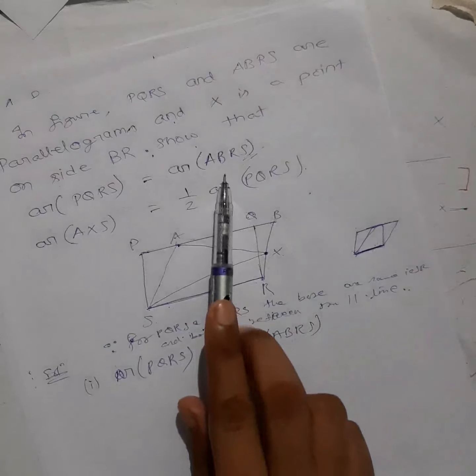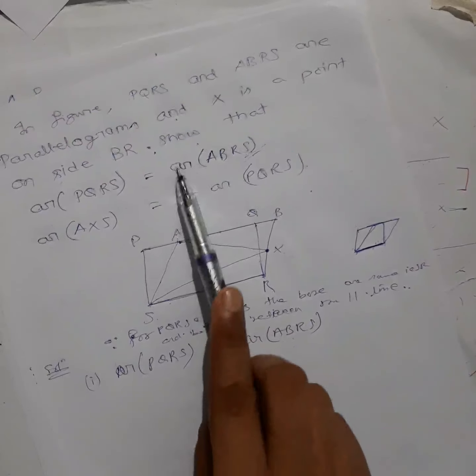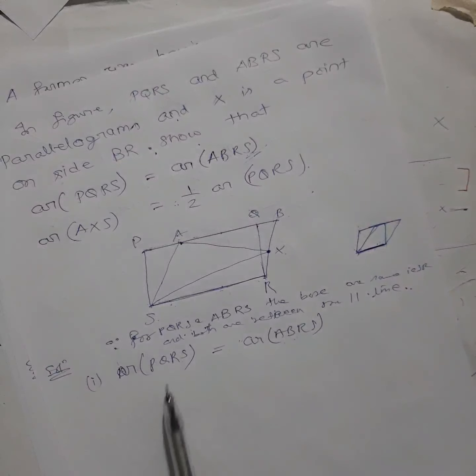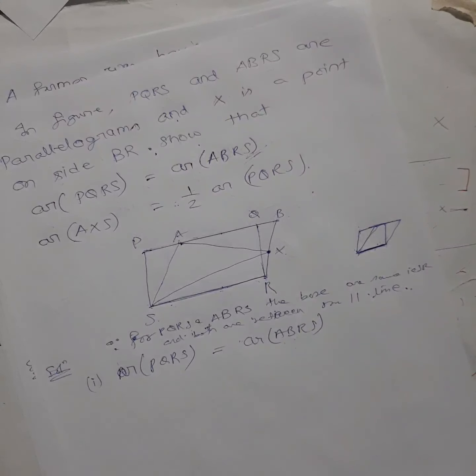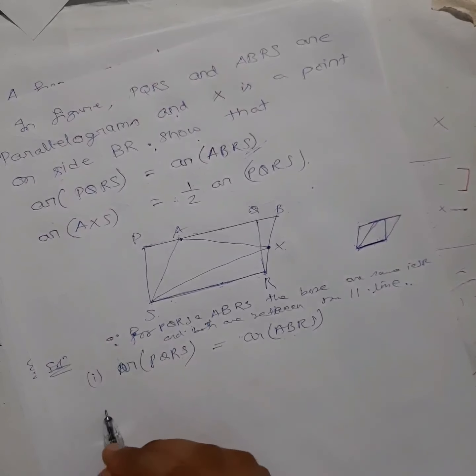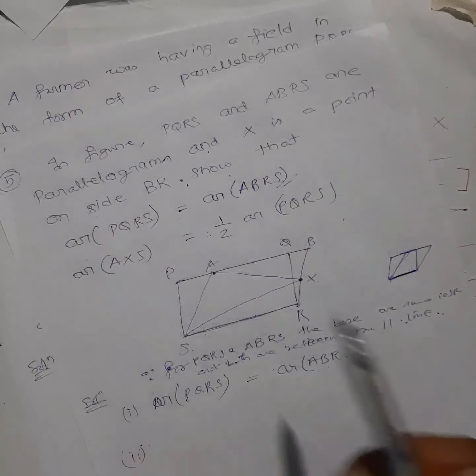If it is for 4 marks or 6 marks, then you have to prove this one. And the proof is already given, you can see that. So this is done. Next, number 2. Number 2 is also already done.